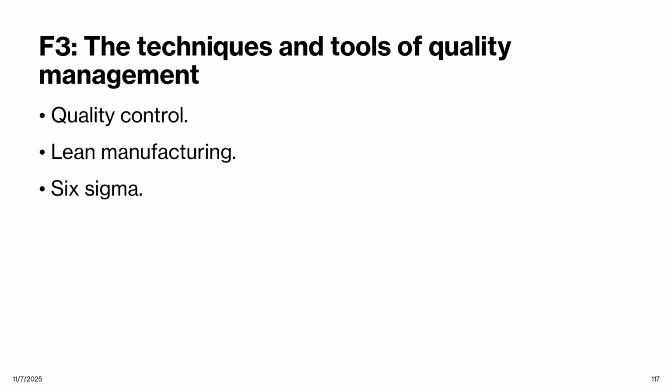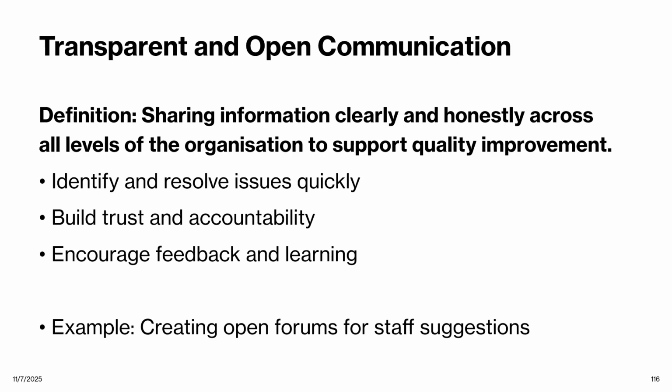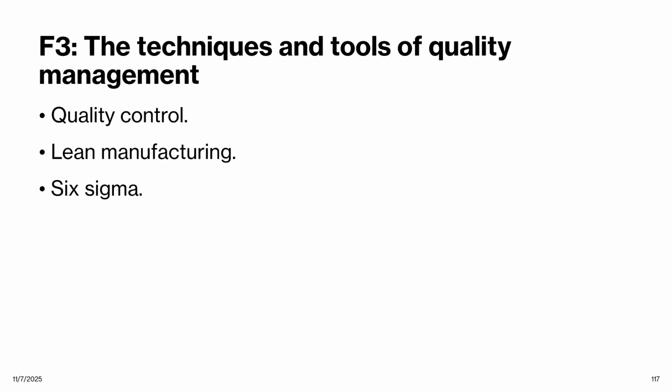So transparent and open communication. This is the process of sharing information clearly and honestly across all levels of the organisation to support quality improvement. This now identifies and resolves issues quickly. This additionally builds trust and accountability, and also it encourages feedback and learning.